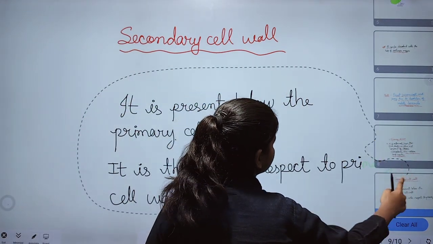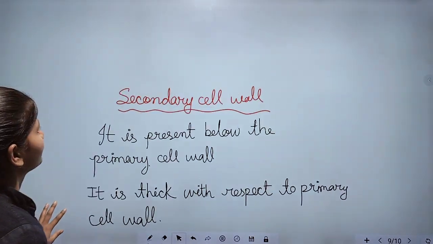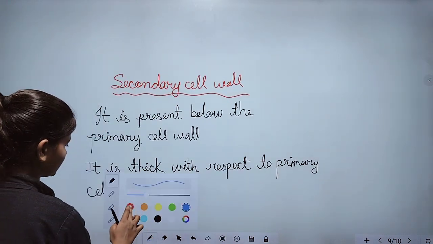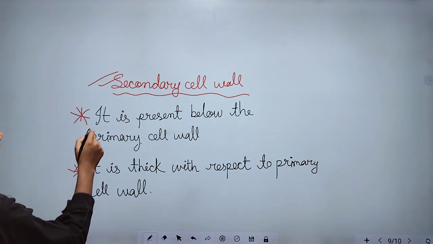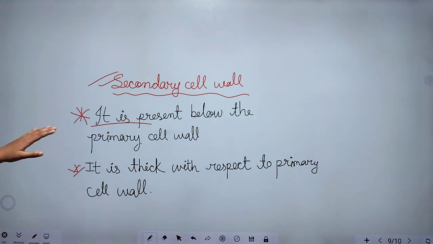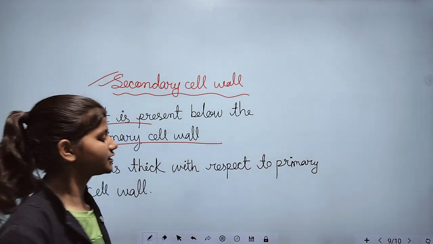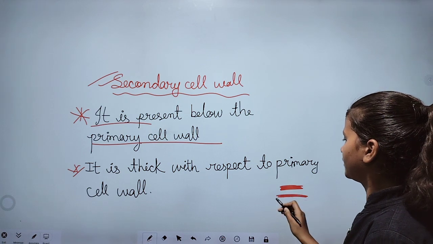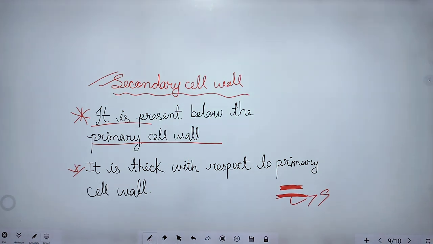And our second one is about what? Secondary cell wall. Okay. Let's read about secondary cell wall. First point is it is present below the primary cell wall. This one is primary and this one below is the secondary cell wall. Okay, below the primary cell wall.